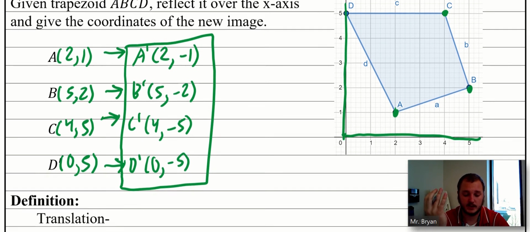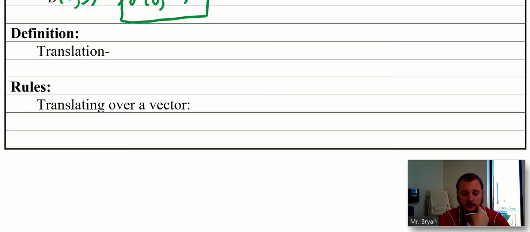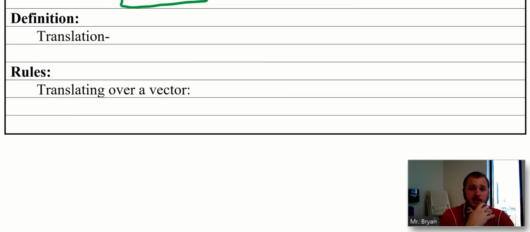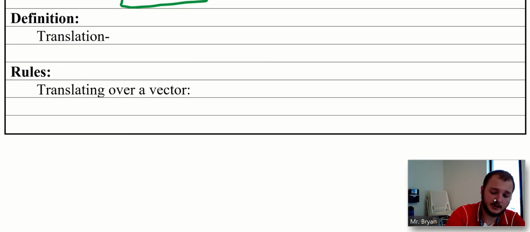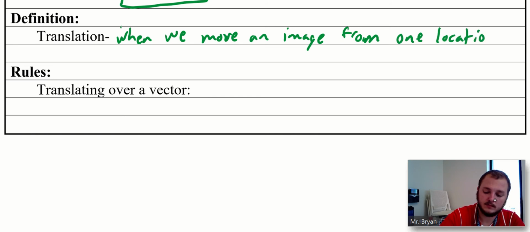Another transformation that we're going to talk about today, we're going to talk about 3 total, is what we call translation. Okay, so I'll have you guys write this definition down with me here. I'll scroll down. Okay, translation says this. It says when we move an image from one location, it creates a new image.